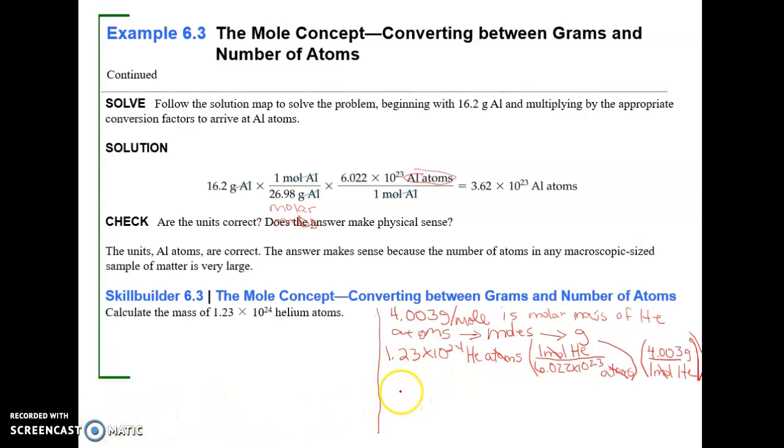When I put that in my calculator, and I actually did this 3 times, the first time it came out a really weird number. I always enter them in twice and make sure I can get the correct number. I took 1.23 times 10 to the 24th, divided by 6.022 times 10 to the 23rd, and then multiplied by 4.003. To the correct amount of significant figures, I get 8.18 grams of helium.